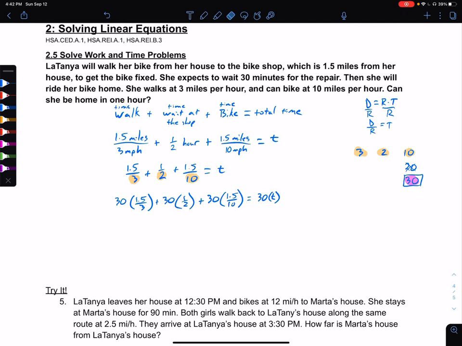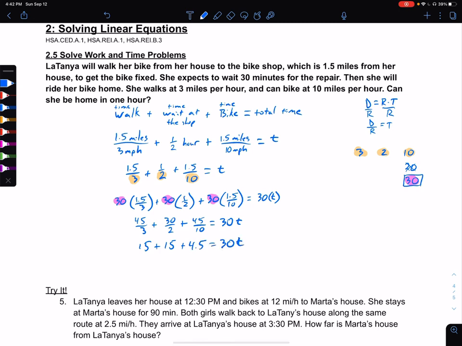So 30 times 1.5, this would give us 45 over 3 plus 30 over 2 plus 45 over 10 equals 30t. And what you'll notice, I did some highlighting, so remember that 30 came from over there, we're going to highlight that in pink. Each of these can be divided now. 45 divided by 3 is 15. 30 divided by 2 is 15, and 45 divided by 10 is 4.5.